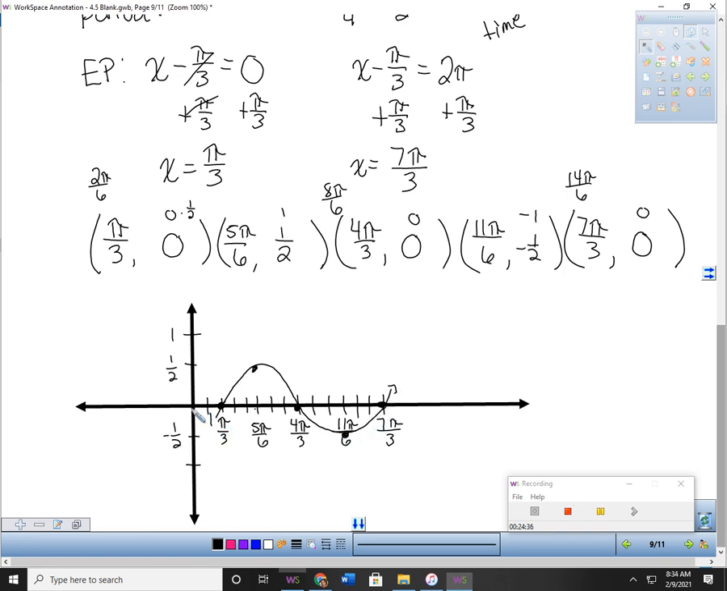So see how I normally start at 0, but I have shifted over pi over 3, right? Because I subtracted that pi over 3 inside those parentheses there.